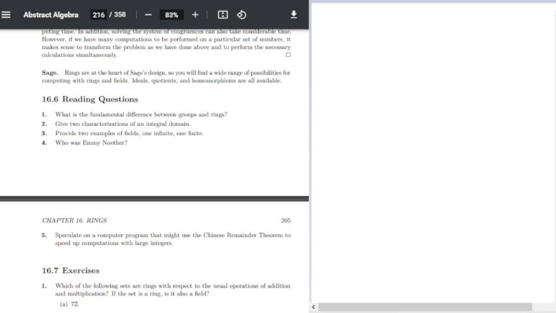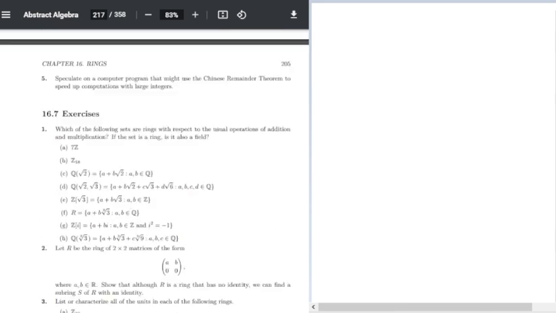Alright, provide 2 examples of a field, one infinite, one finite. The integers mod p and the integers. Noether was one of the most important abstract algebraists of all time, who also worked in fields like topology and did a bunch of algebra related stuff there, not to mention Noether's theorem in physics, which if you're in physics you know.